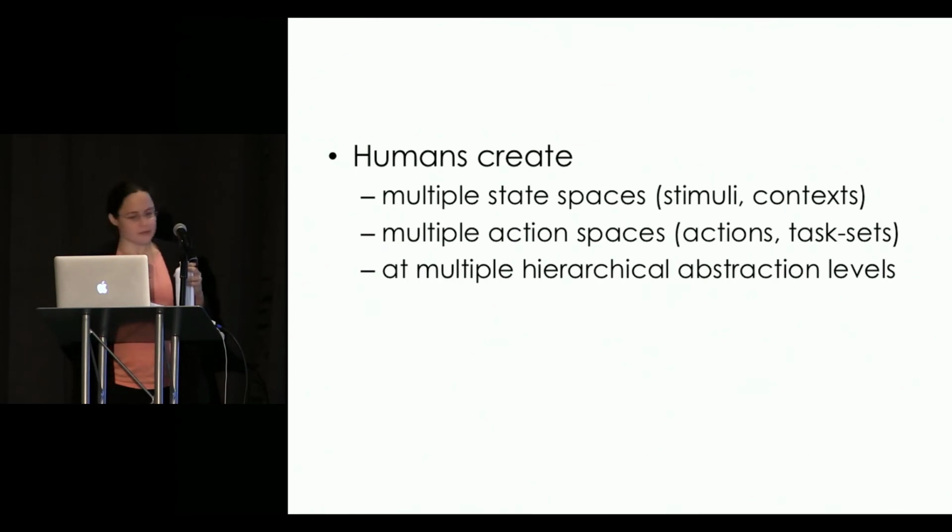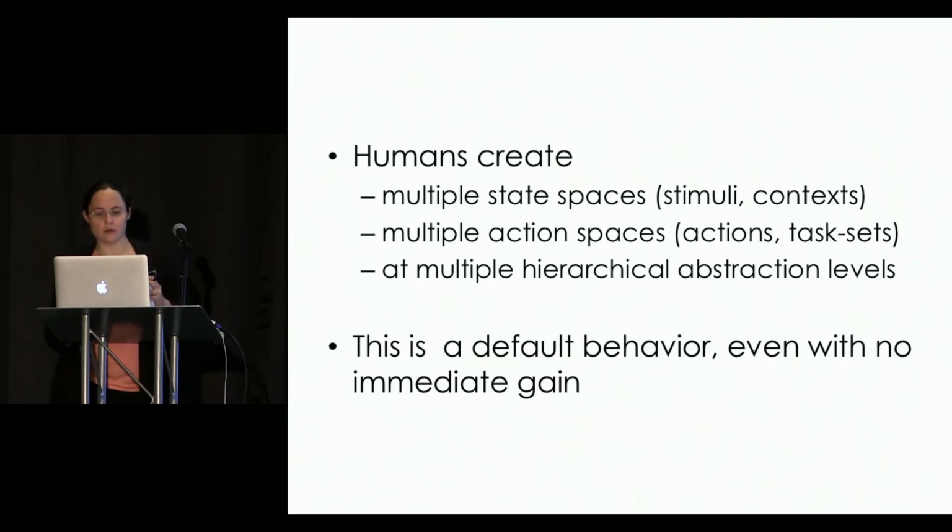And so what this finding shows is that humans seem to create multiple state spaces, so those stimuli and contexts, and multiple action spaces with actions and task sets at multiple hierarchical abstraction levels in parallel. And that this seems to be a default behavior, even in the absence of immediate gain.